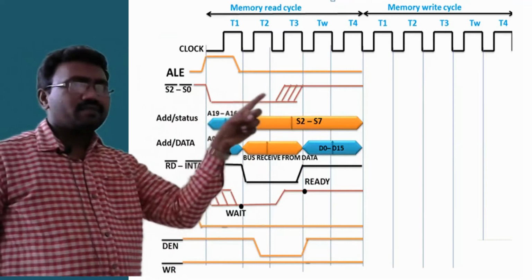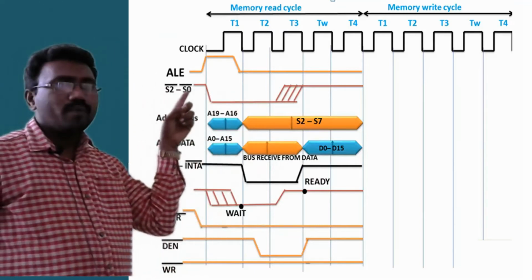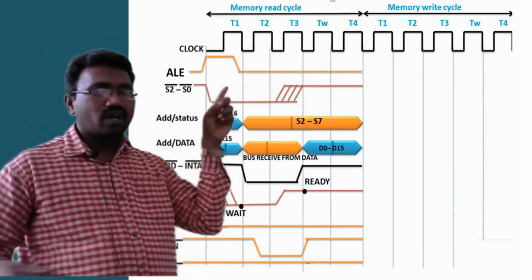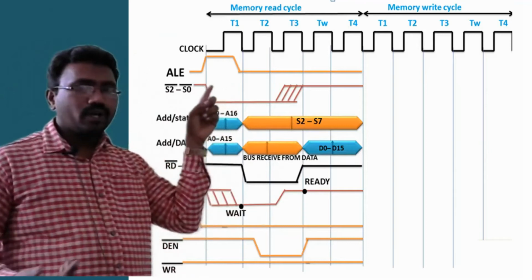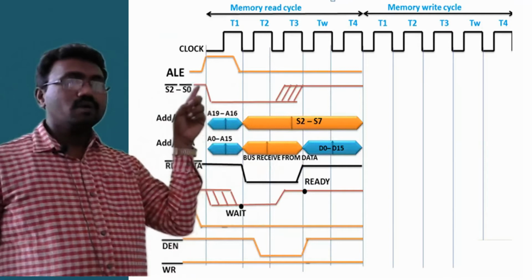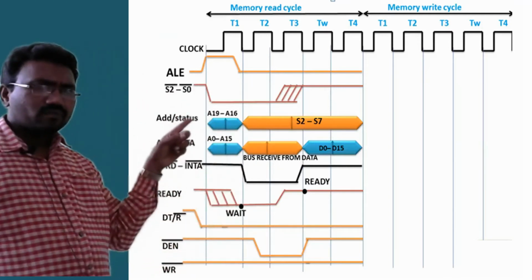These signals indicate various operations. Out of 3 pins, how many combinations are possible? 8 combinations. These combinations indicate different operations we have seen in the pin diagram: one combination indicates IO read, another IO write, another memory read, memory write, acknowledgement, and so on. That's about the address.